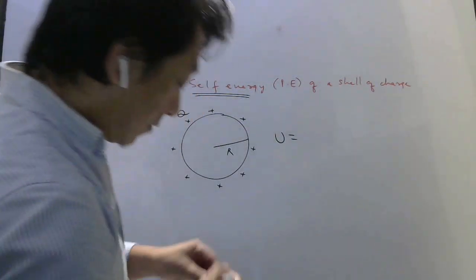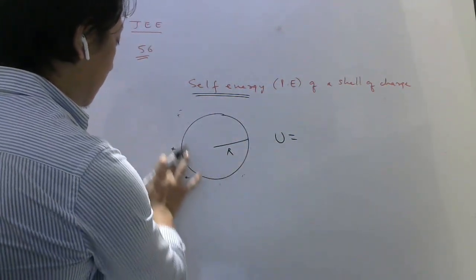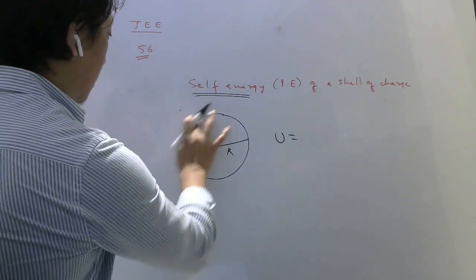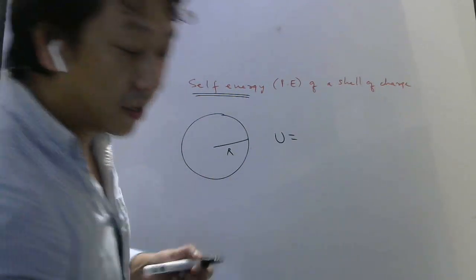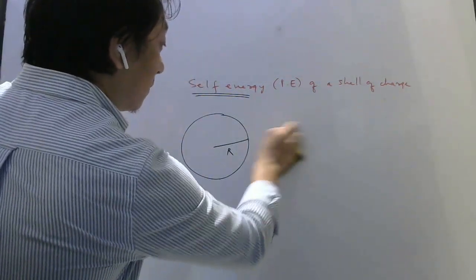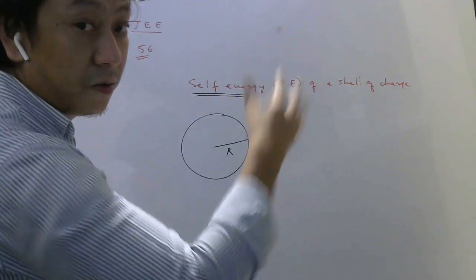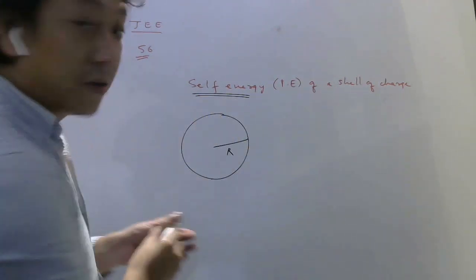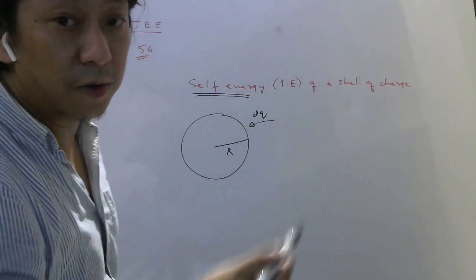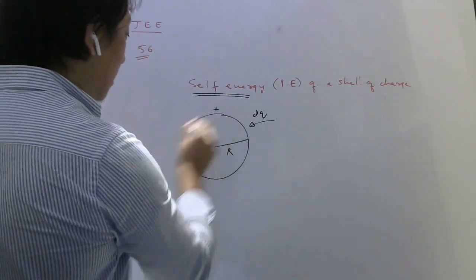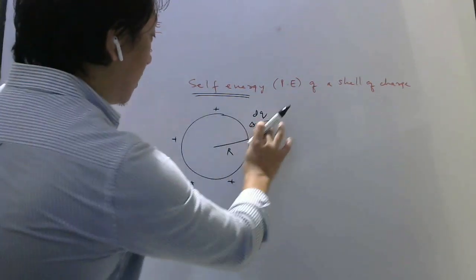What we will do is, first let us assume I have no charge on this shell. Then I bring dq charge. What I am going to do is calculate the work done to bring all these charges, capital Q, from infinity to their positions. First I will put dq charge here, bit by bit. This dq charge will spread on the entire surface.